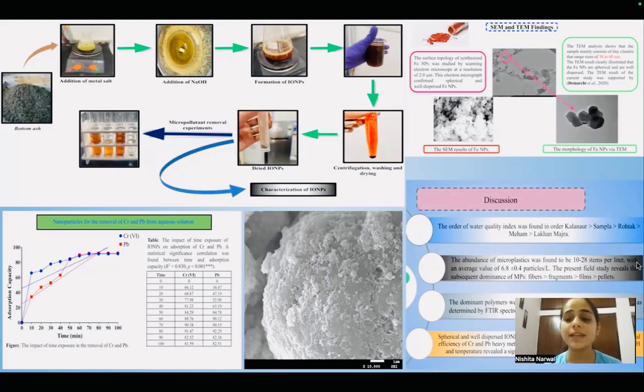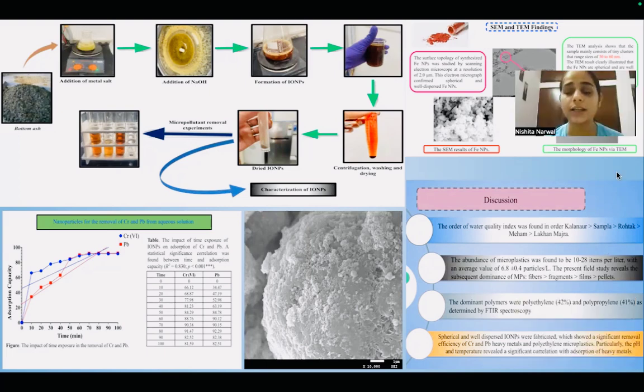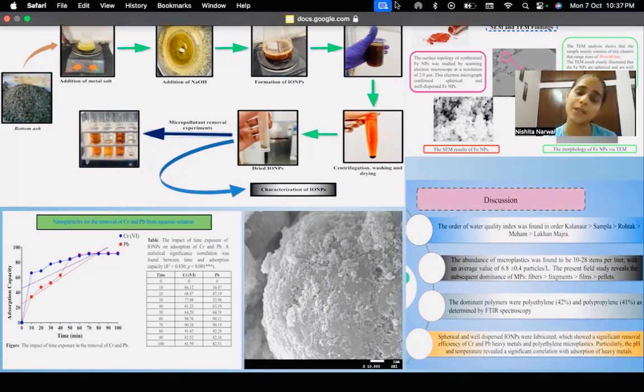So overall, my study is very important and it is the need of the hour because microplastics and heavy metals are both very toxic pollutants and cannot be detected with the naked eye. And both of these were suitably removed using bottom ash. So it is basically a waste to wealth concept.